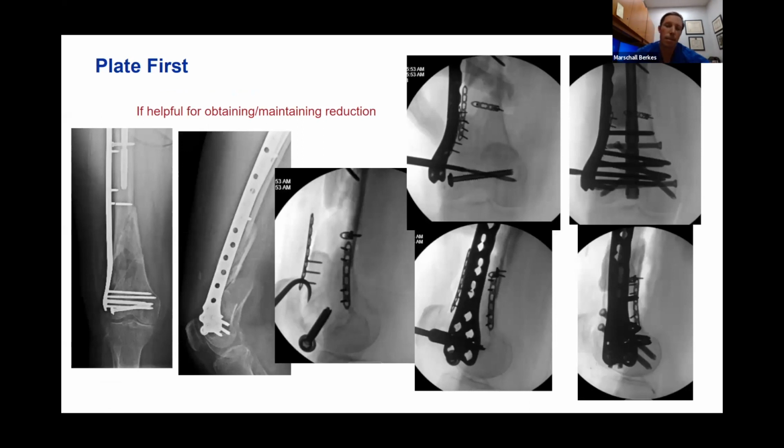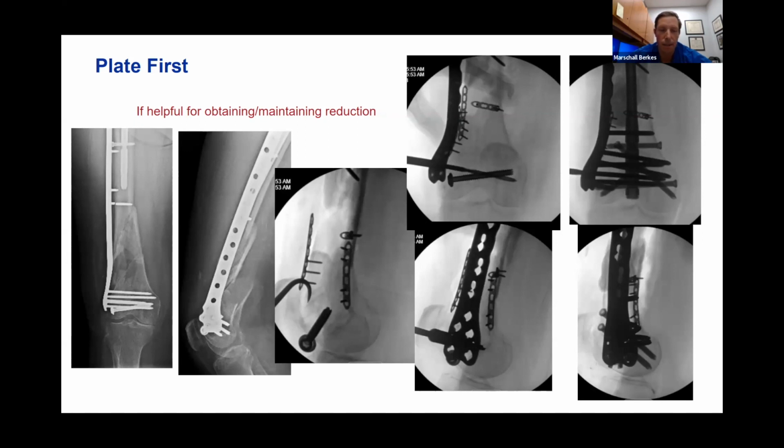So, plating first. When would you plate first? Well, there's no absolute answer to this, honestly, but as I think about it, in cases where you're really struggling to obtain or maintain a reduction, usually in the sagittal plane for me personally, I may think about plating first.